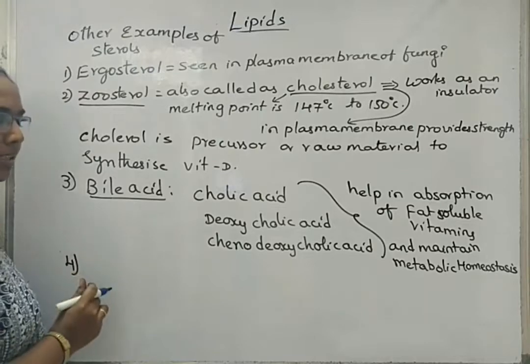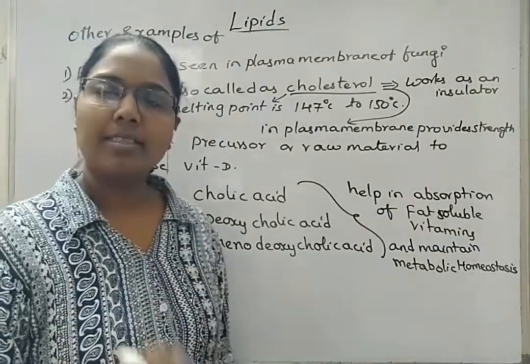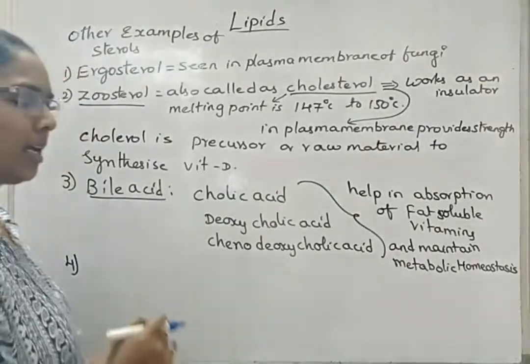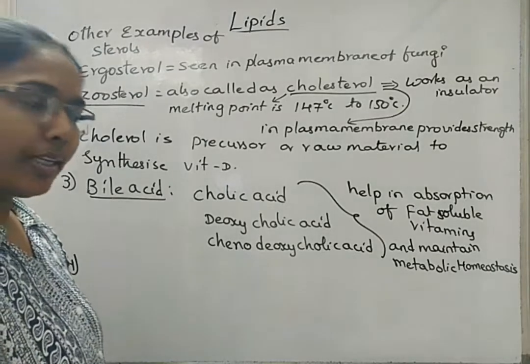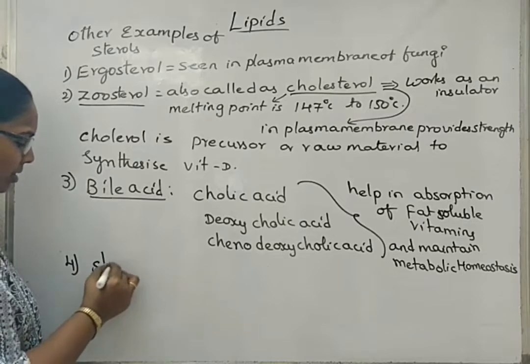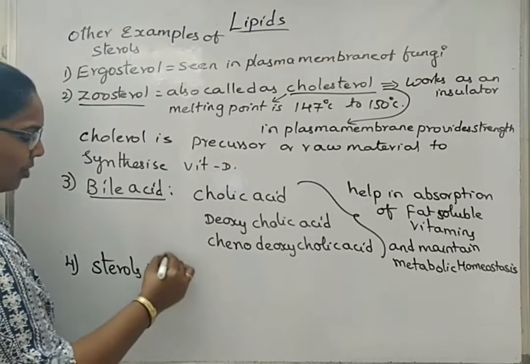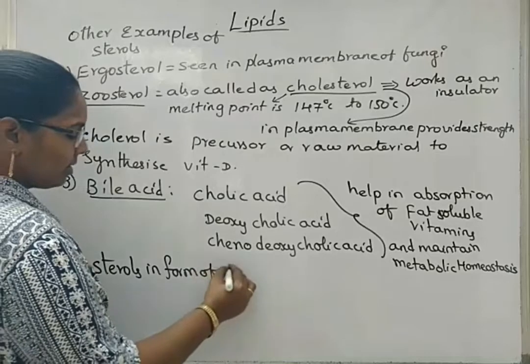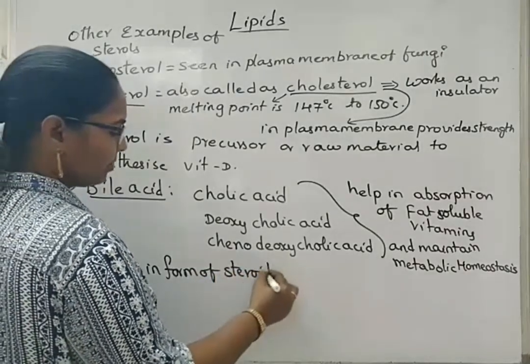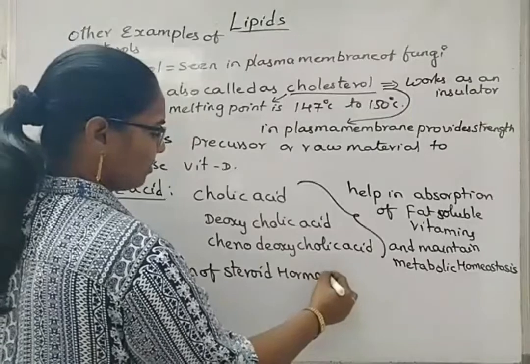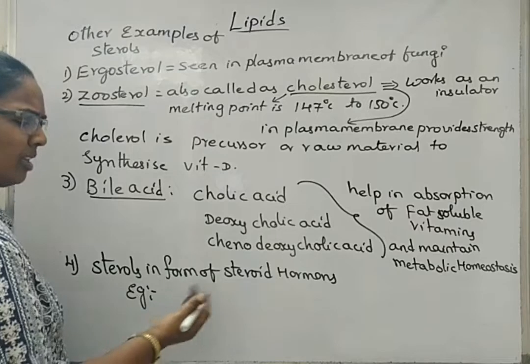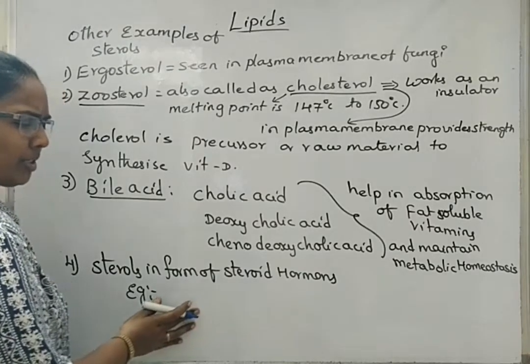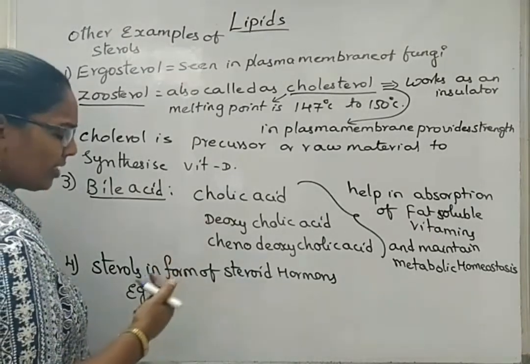Another example we can take: some of these sterol-type substances are also produced in the form of hormones, which we call steroid hormones. So sterols in the form of steroid hormones. In the human body, we have many examples under steroid hormones, like estrogen, progesterone, etc. Here we will take just two examples and learn.